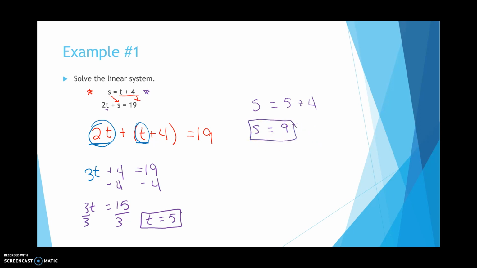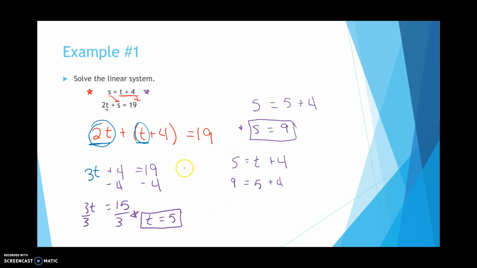So what I've done now is I've solved for the variables. t equals the value 5. s is the value of 9. So I can check to make sure that's right by substituting that in. If I have s equals t plus 4, I can substitute the values for s and t into this to make sure it's true. So does 5 plus 4 give me 9? It sure does, so that works.